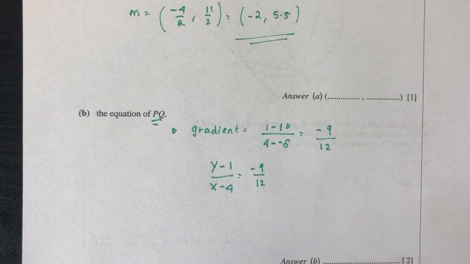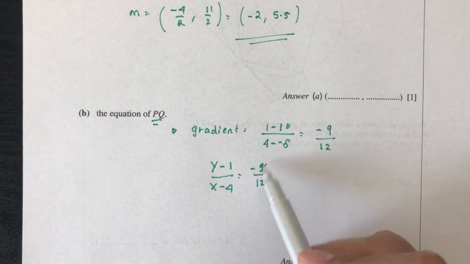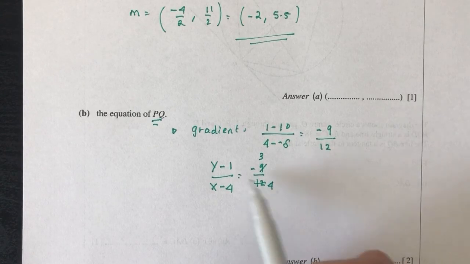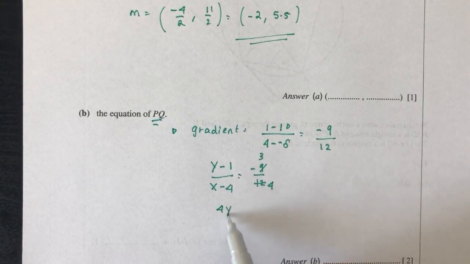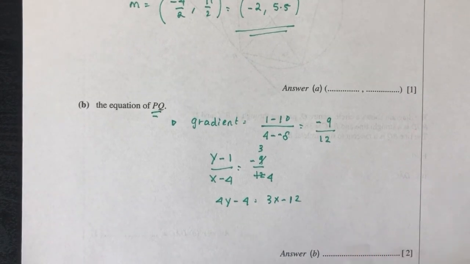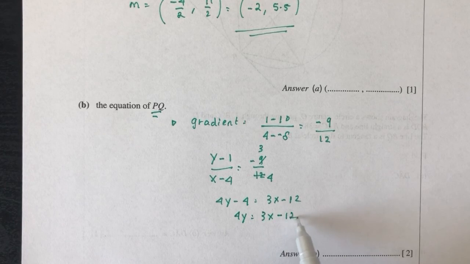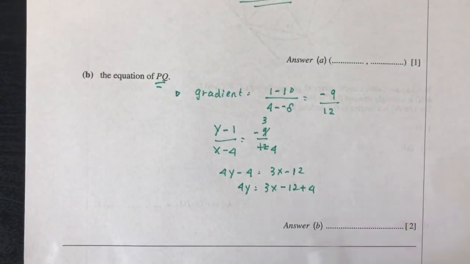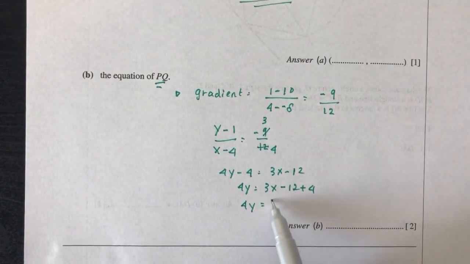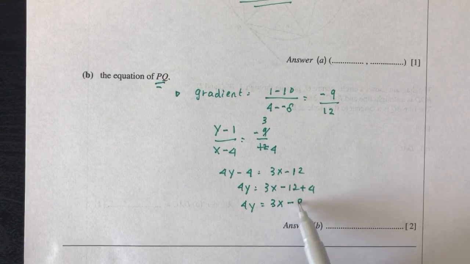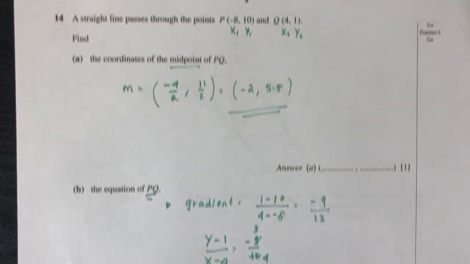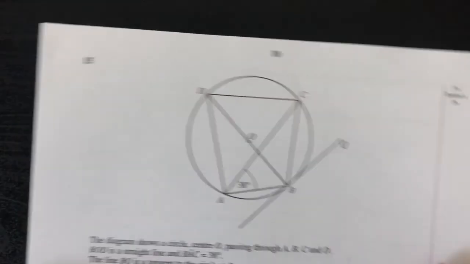So now we have to simplify, maybe divide by 3. We have 3 and 4. Then we cross multiply. We have 4y minus 4 equal to 3x minus 12. So 4y equal to 3x minus 12 plus 4. That will be 4y equal to 3x minus 8. That will be your answer for part B. That was question number 14.